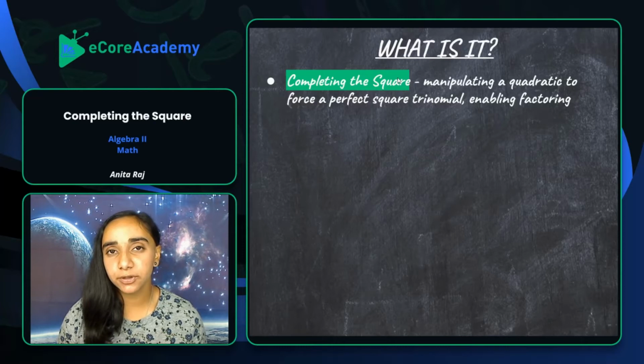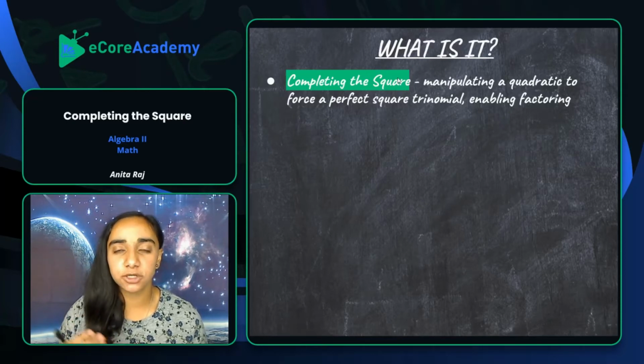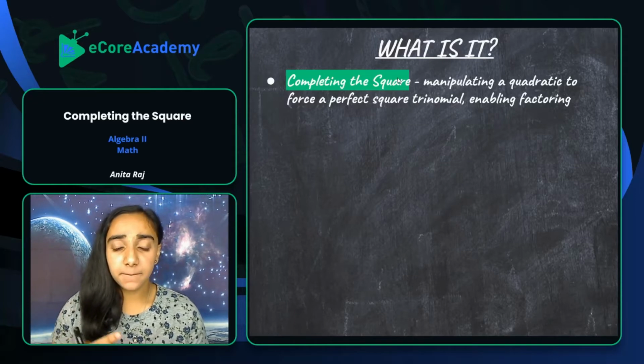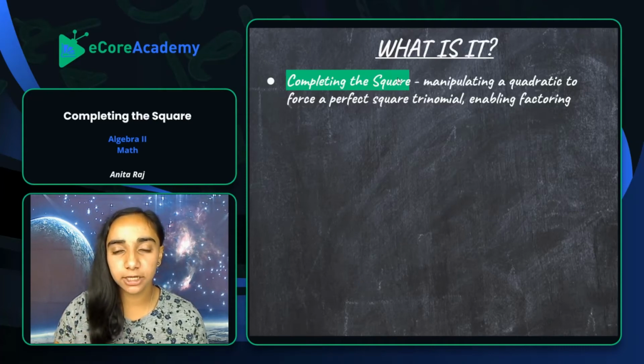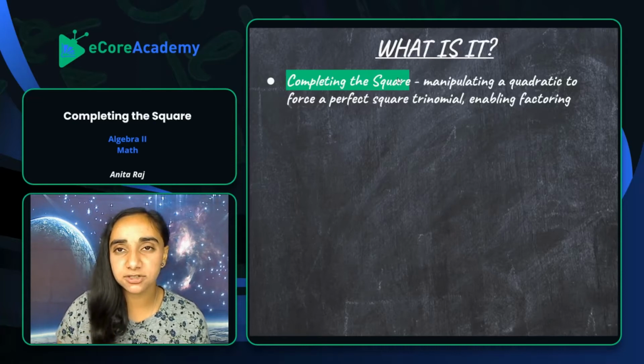So we're manipulating a quadratic. How are we manipulating a quadratic? Well, we're forcing a perfect square trinomial. And if you forgot what a perfect square trinomial is, I'll go over it later on in this slide. But the reason why we are manipulating the quadratic is because we want to get a perfect square trinomial, because this will enable factoring. So that answers the why part.